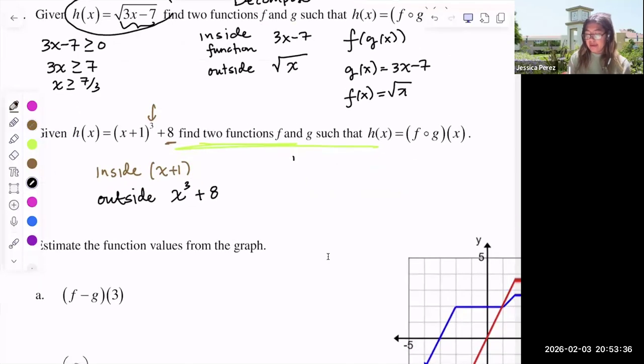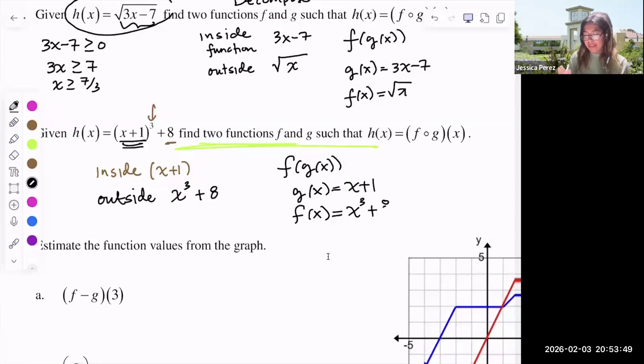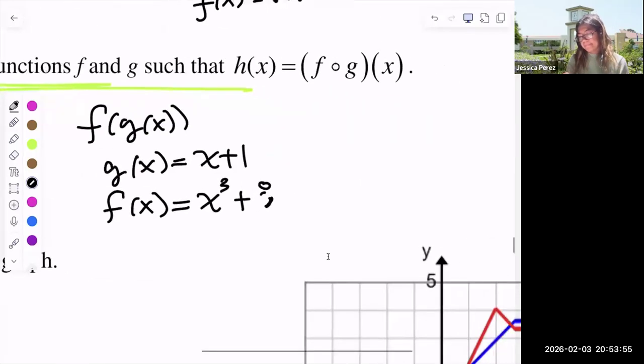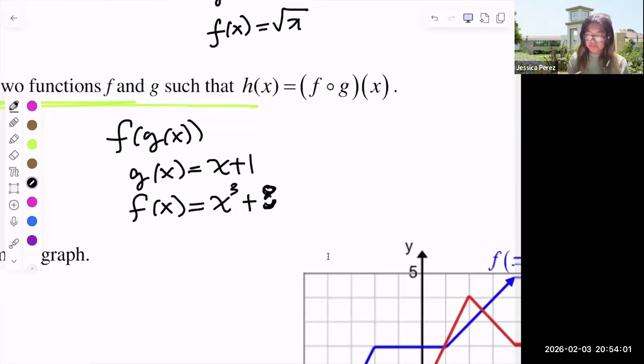So then again, if I have f of g of x, the inside function g of x is going to be x plus 1, since that's what's in the parentheses. And then f of x would be my cubic function with the 8 that's floating around. That 8 value that's floating around.